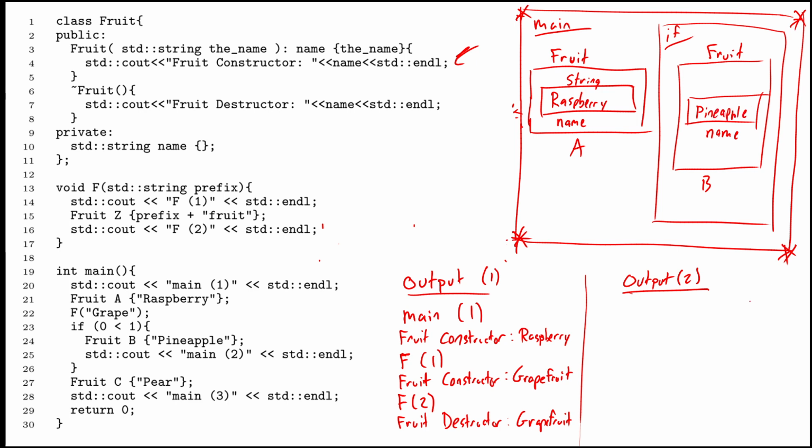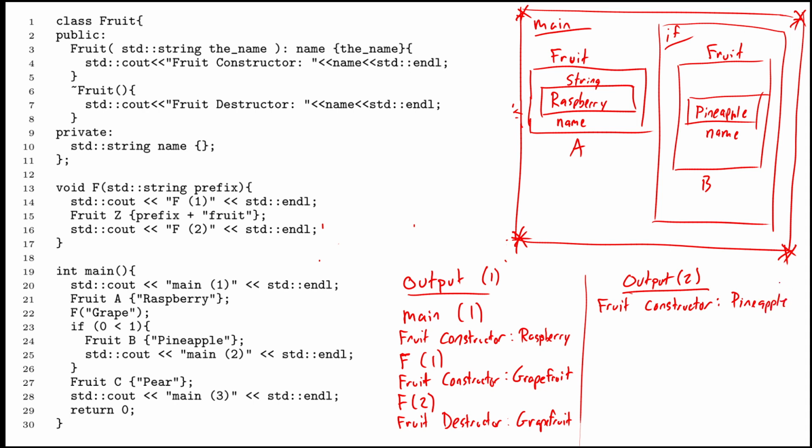There we are. And let's see. The next thing I have to do is make sure that the constructor is being called properly. So I've set the name, and so I've positioned myself sort of on line 4. And so I print out fruit constructor. And then I print out pineapple.